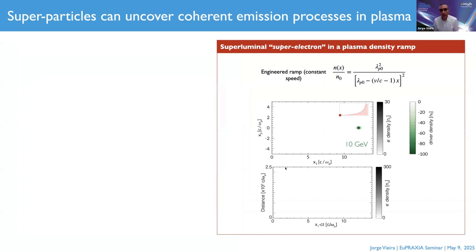So let me now show you an example of such a superluminal quasi-particle in a plasma accelerator. We are going to propagate a 10 GeV electron bunch, same thing for a laser pulse. It's propagating to the right. Again, this is in a moving window. This electron bunch is going to propagate into a plasma density up ramp.